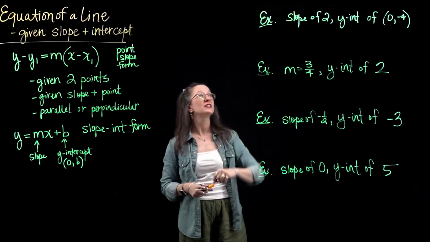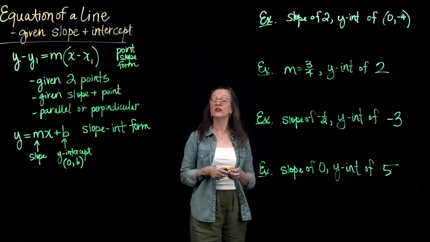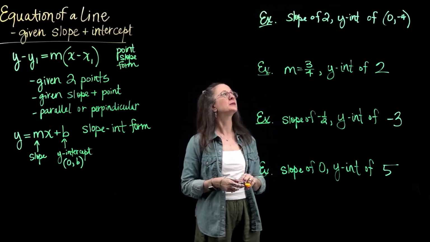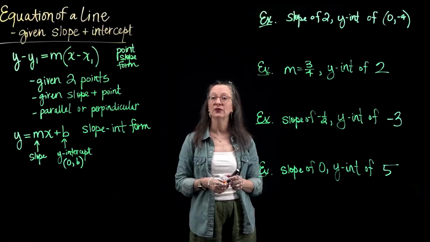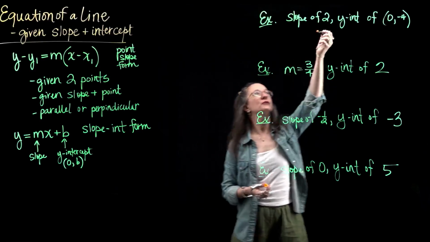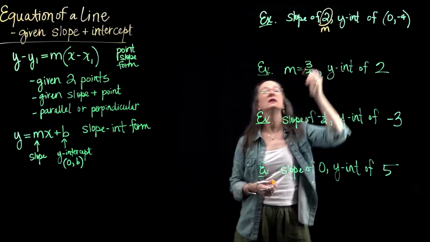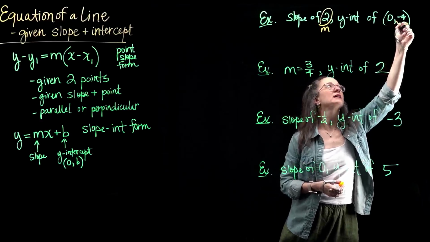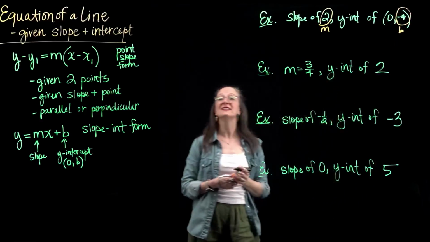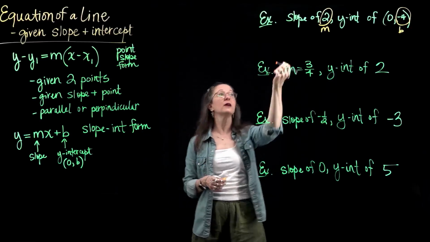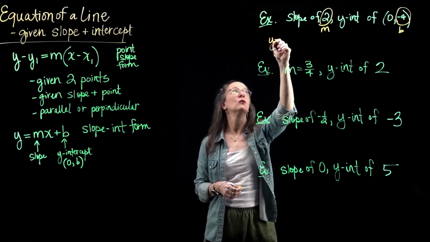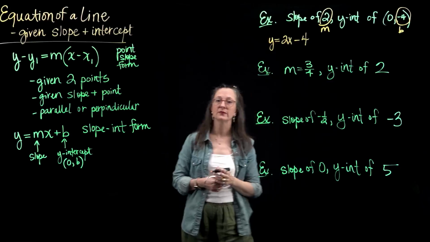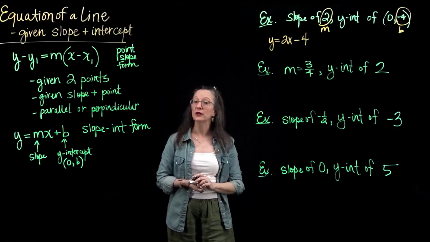All right, my first example, we want the equation of the line that has a slope of 2 and a y-intercept of 0, -4. So that slope of 2 tells me that my m is equal to 2. Y-intercept of -4 tells me that my b value is -4. So we can plug that into the equation of y equals 2x minus 4. This would be in slope-intercept form.